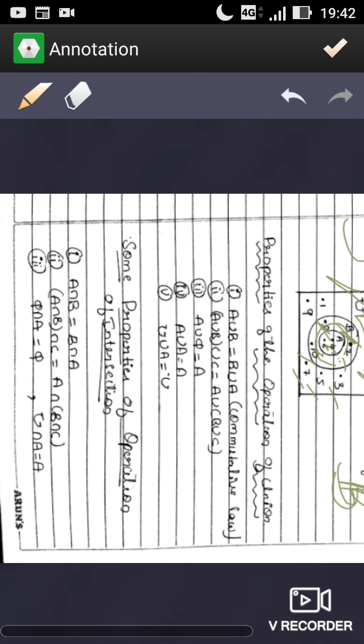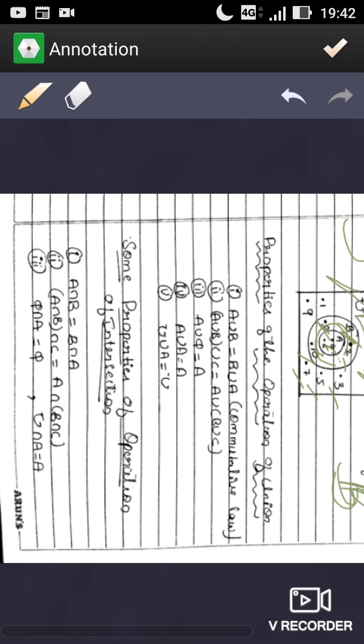This is the B set containing the elements 2, 4, 6, 8. Here 2 is there, 4 is there, 6 is there, 8 is there, and 10 is also there. Next, the whole union contains 1, 2, 3 up to 10 elements, means 1, 2, 3, 4 is there, 6 is there, 5 is there, 7 is there, all are present. This is a representation of a Venn diagram.